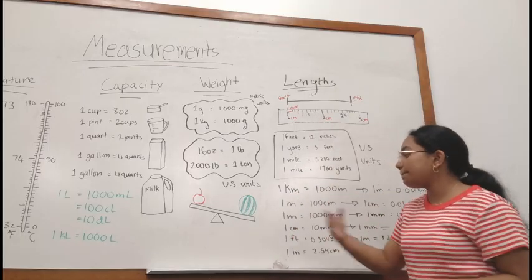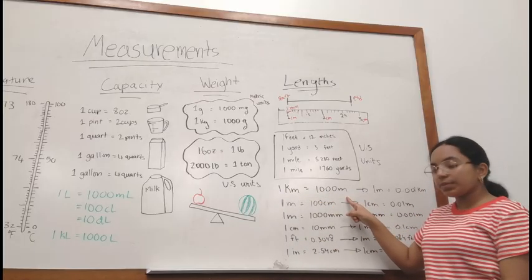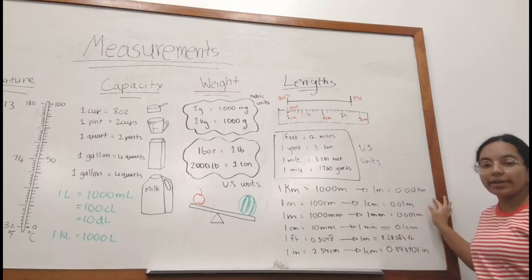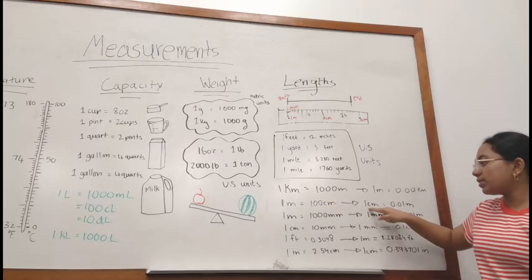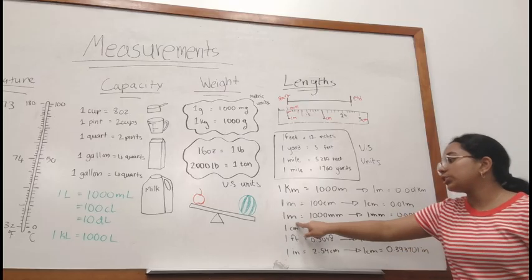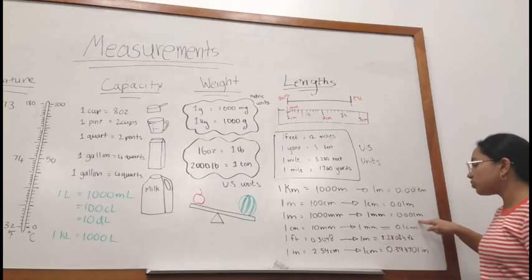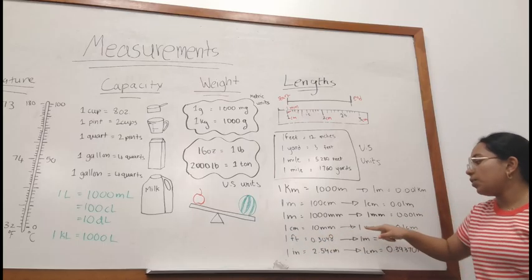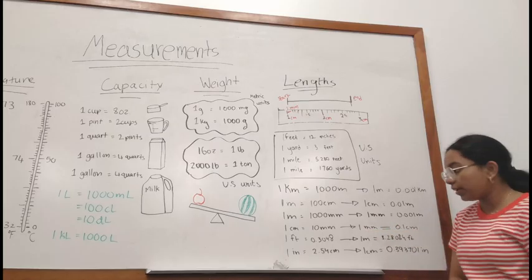Now let's talk about metric units. 1 kilometer is 1,000 meters, or the other way, 1 meter equals 0.001 kilometer. 1 meter equals 100 centimeters, or 1 centimeter is equal to 0.01 meters. 1 meter equals 1,000 millimeters, or 1 millimeter is equal to 0.001 meter. 1 centimeter equals 10 millimeters.